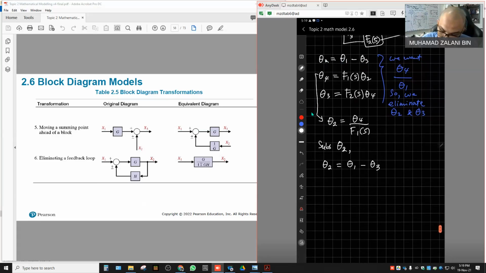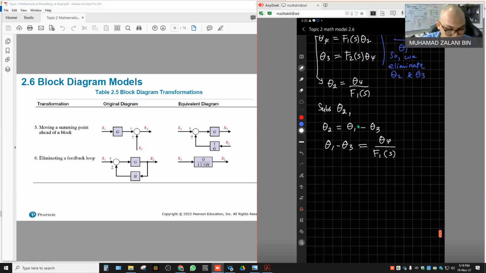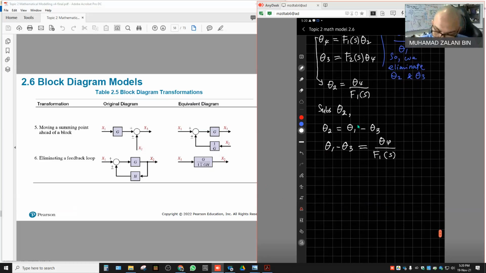So, I reverse it. I start with theta 1 minus theta 3 first, equals, substituting with the equation just now, which is theta 4 divided by F1S. You can do the same thing; you can do the other way around. When you do the mathematical calculation, you will not get lost. Alright. Then, after we substitute theta 2, now we substitute theta 3, because we want to eliminate theta 2 and theta 3.